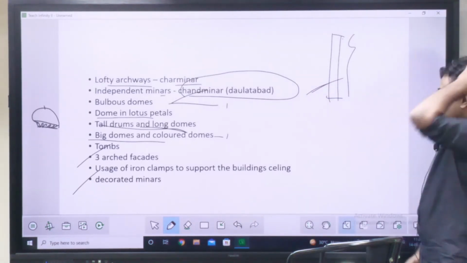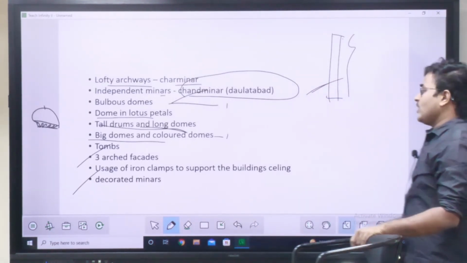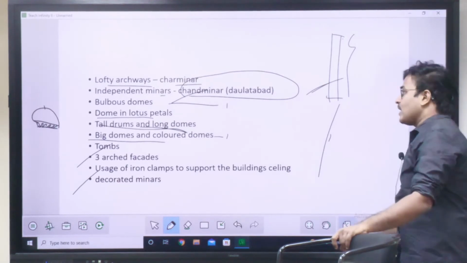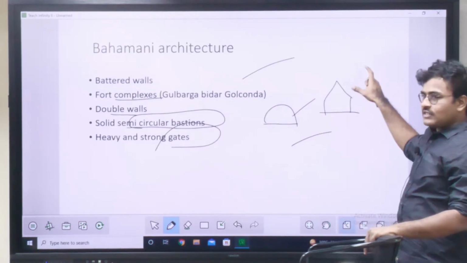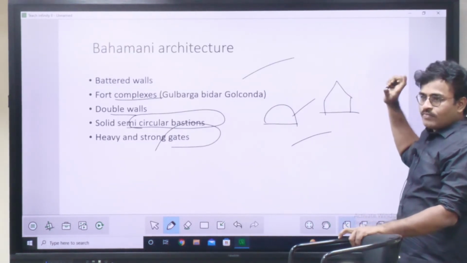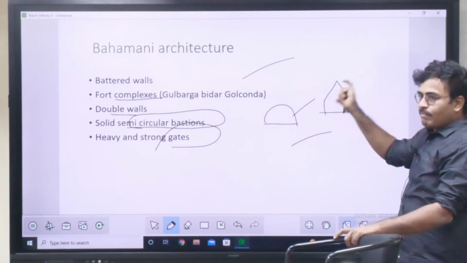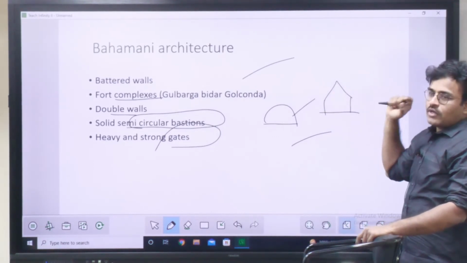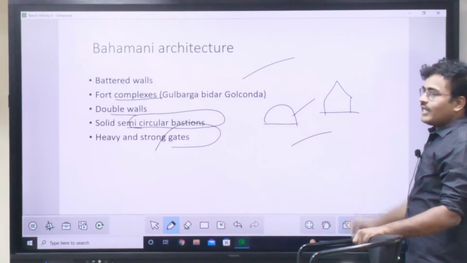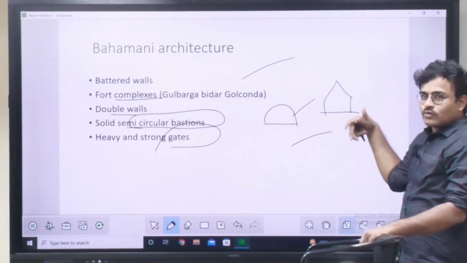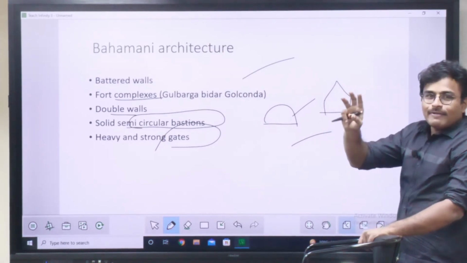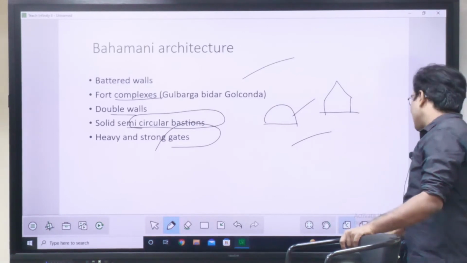Independent minars, lofty archways, tall drums. All of these things were done by them. Are you understanding? You can write a simple answer on Bahmanid architecture based on this. Even if a prelims question comes, it will mainly come on these lines only, not more. If it goes further in depth, then you leave it. No one in India is going to solve the question. Don't worry. Whatever extent we can do, we'll do.